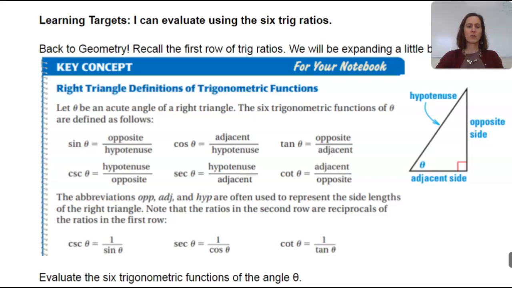Hi, now we're going to be taking a look at all 6 trig functions. We're going to learn how to evaluate using all 6, not just the first 3. The first 3 that you guys are used to is sine, cosine, and tangent.